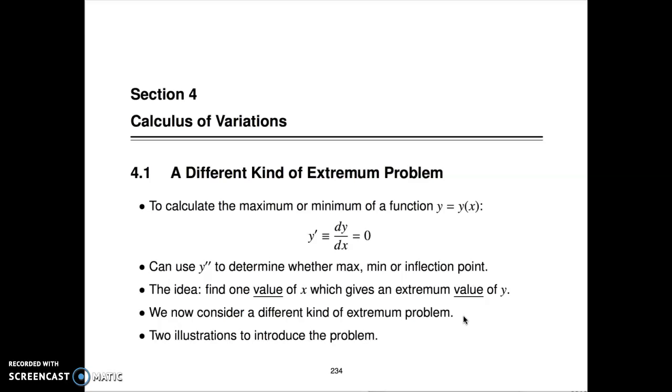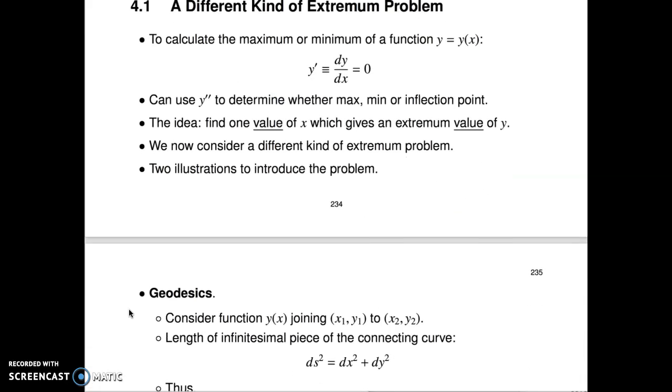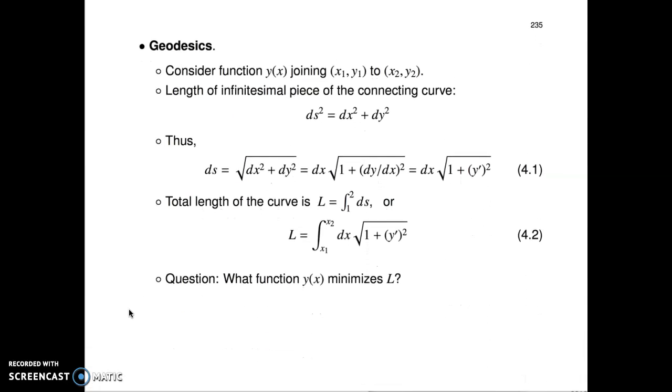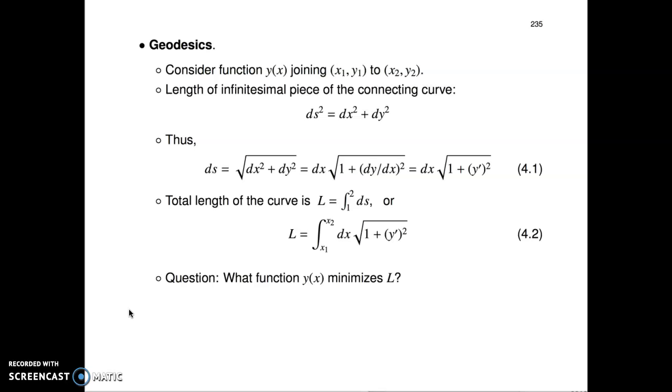But now what we want to do is consider a very different kind of extremum problem. Similar in a way, but fundamentally different. To explain what kind of problem we're going to consider, I want to use two illustrations. The first one goes by the name of geodesics. And what's a geodesic? Well, you'll see what it is.